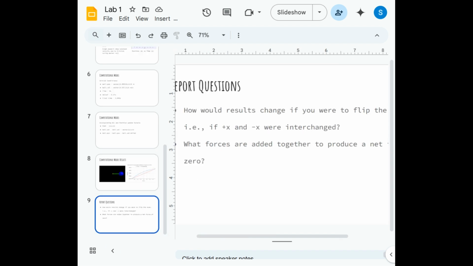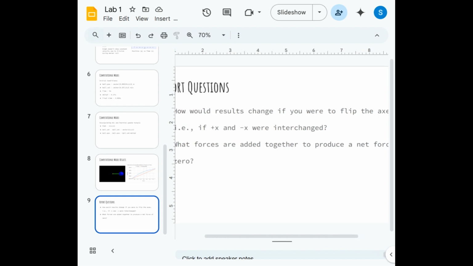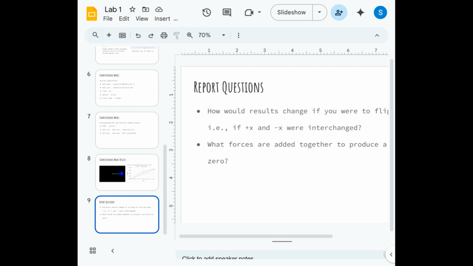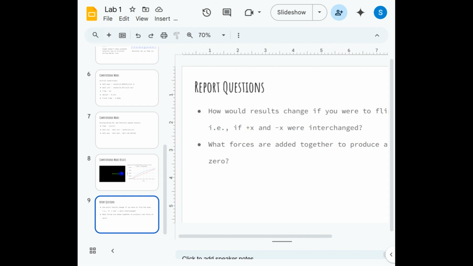Our final questions that we have are: how would the results change if we were to flip the axis? For example, if plus x and minus x were interchanged, what would happen? And what forces are added together to produce a net force of zero?